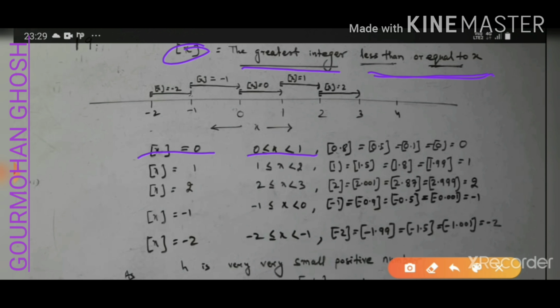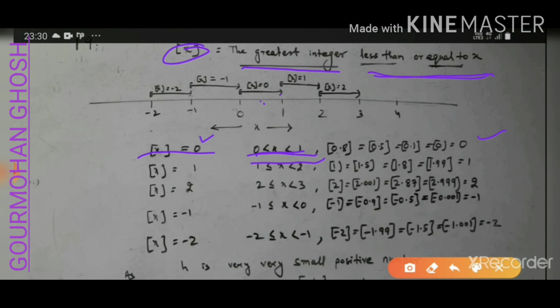For example, the greatest integer of 0.8: 0.8 lies here, then that value is 0. 0.1 lies here, 0.2 lies here, and 0 lies here. Its greatest integer value is always 0. So you see that from the closed end 0 to the open end 1, the value is 0. This is the interval 0 less than or equal to x less than 1, where the value is always 0.